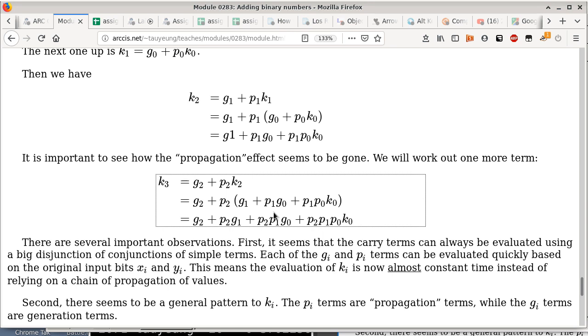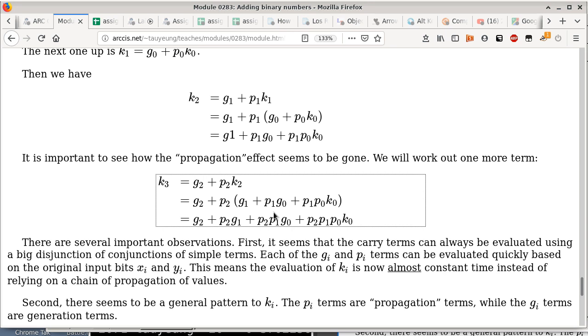Well, one is more complex. If you build a circuit to compute K3, yes, it will look messier. It will involve more gates. But the question is, does it take more time? And the answer is no. It does not take any more time. It just looks more complex.